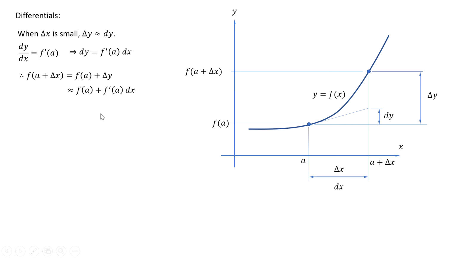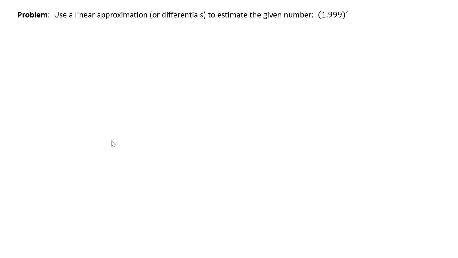But then we'll say delta y is approximately equal to dy, but dy is f prime of a dx. So we can say this quantity is approximately equal to f of a plus f prime of a dx. That is the key to the whole thing. All right, f of a plus delta x is approximately equal to f of a plus f prime of a dx. You must kind of memorize that one. Okay. Now, we are going to solve quite a few problems using this concept of differentials.